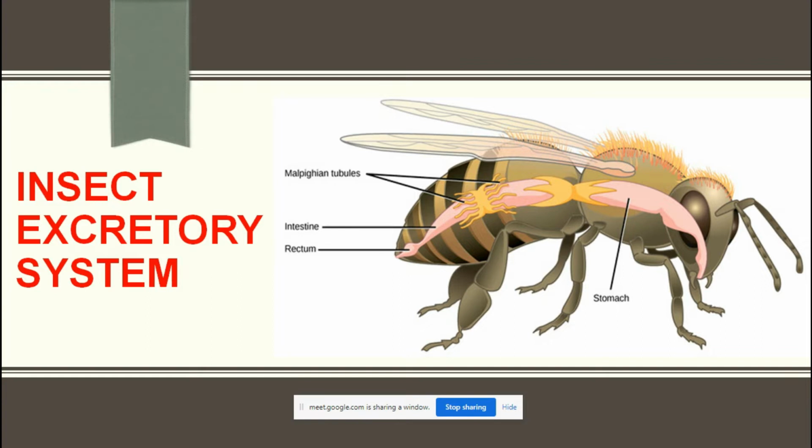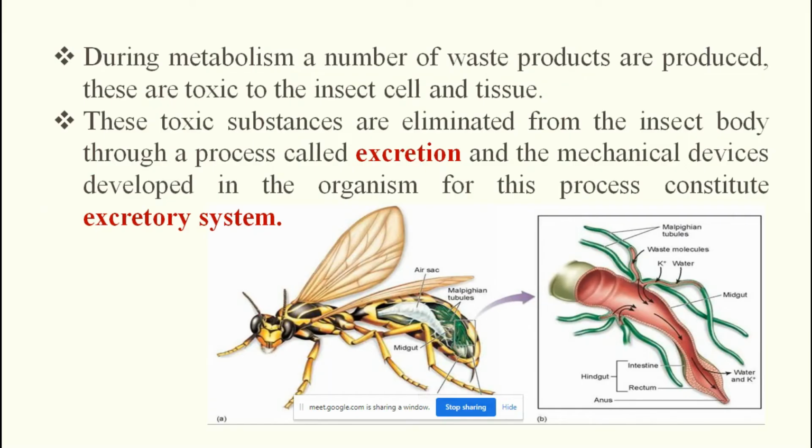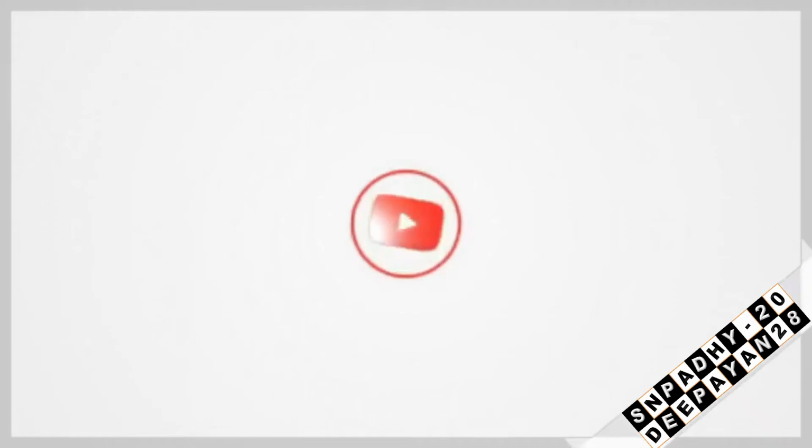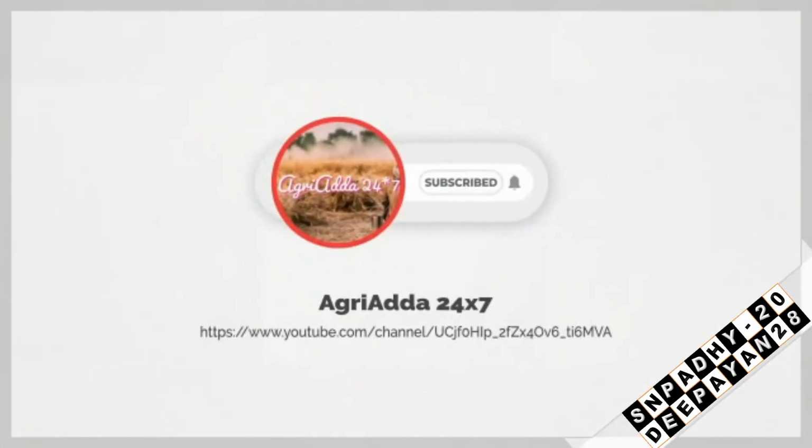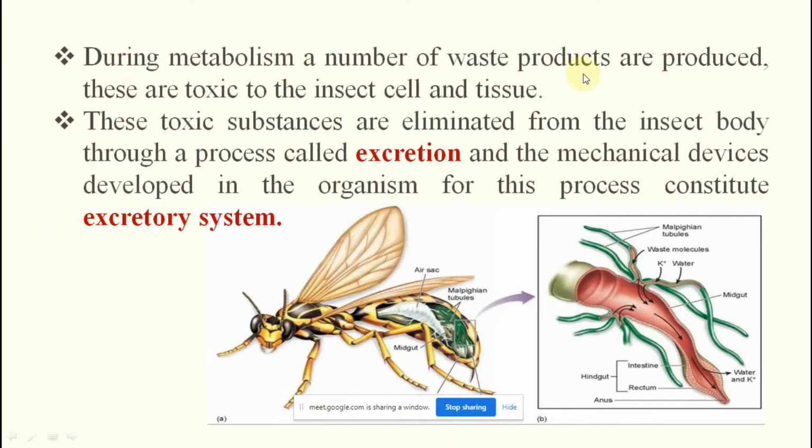Yes or no? So they need to be what? Removed from the body. Yes or no? This process is known as what? Excretion. Yes or no? During metabolism, a number of waste products will be produced, and that may be toxic also sometimes. That's why they need to be excreted out, eliminated out. This process is known as excretion, and the mechanical device which carries out this process is known as what? The excretory system or excretory organelles.